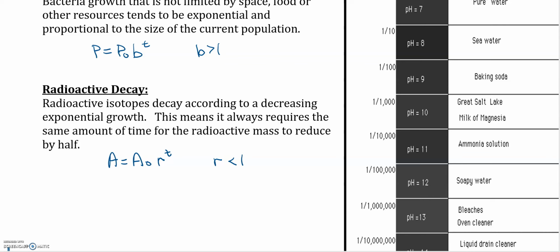And we will look at how the same amount of time is required for a radioactive mass to reduce by half, regardless of the amount, A sub 0, that we initially have. These 5 examples are just some of the cases where exponential and logarithmic equations are used.